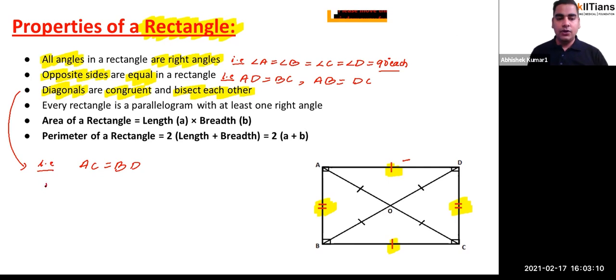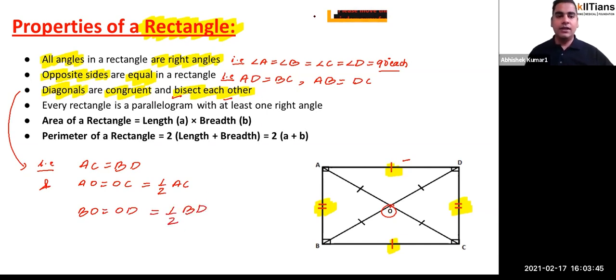And apart from that, we are provided that they bisect each other. Bisect each other means this AC, which is one of the diagonals, and BD, which is the other diagonal, bisect each other at this point O. So O is the point where these 2 diagonals intersect each other, and they bisect each other as well. So you will have AO equal to OC, and both of them will be equal to half of AC. Apart from that, you also have BO equal to OD, and both of them will be equal to half of BD. That is what property number 3 says.